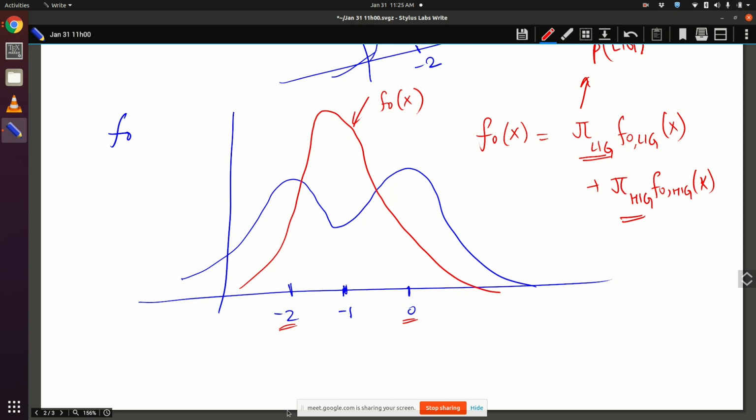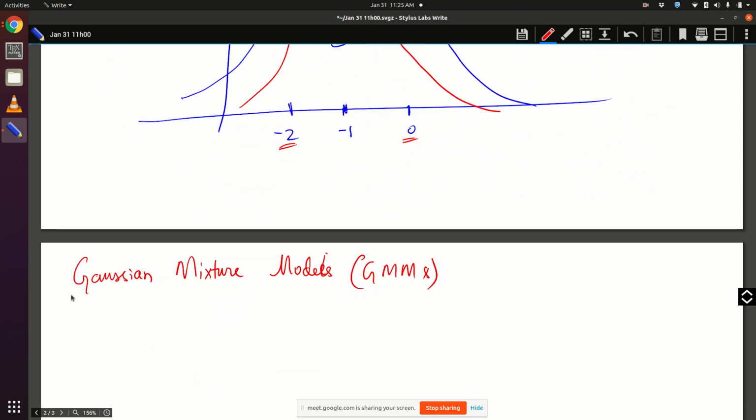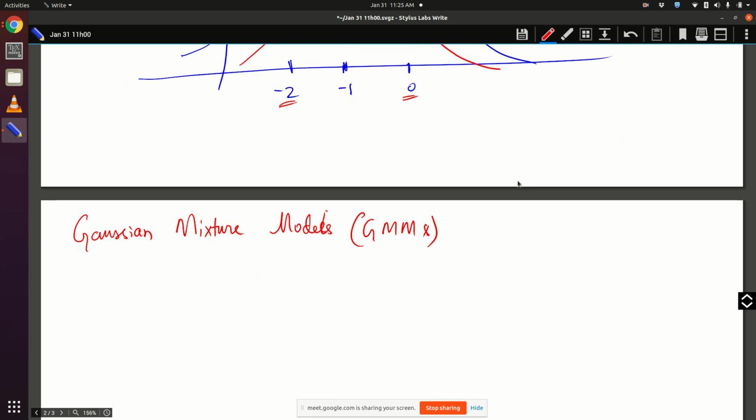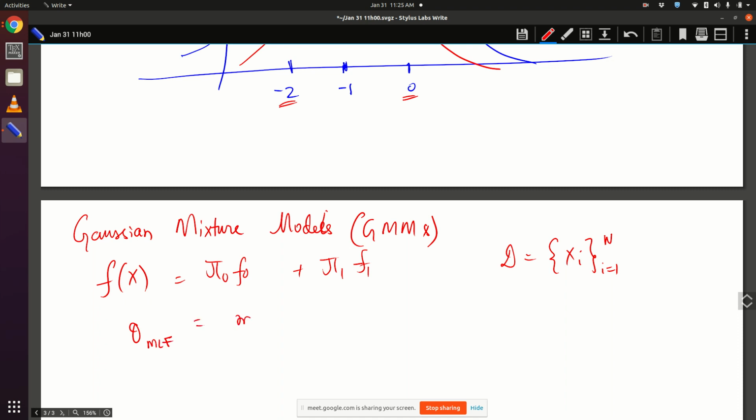So let's now focus. We now understand the motivation, how it appears in the Bayes classifier. Now let us focus on how to estimate. The problem is clear, right? You are given a Gaussian mixture model f of x, which is pi 0 f0 plus pi 1 f1, and you are given data from this model. So your data set is xi, i equal to 1 to n. My goal is to come up with theta MLE, which maximizes the likelihood of theta, where your data is coming from this underlying distribution.